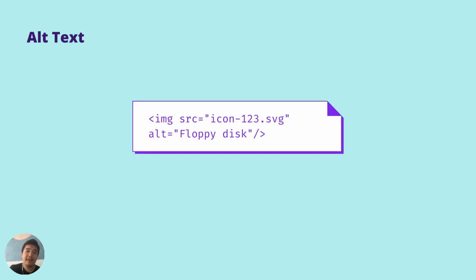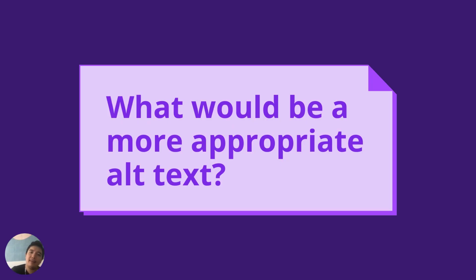Let's take another example. So here we have this icon of a floppy disk, and we don't really know what it's used for. So go ahead and think about what would be a more appropriate alt text. And essentially, it depends on context.